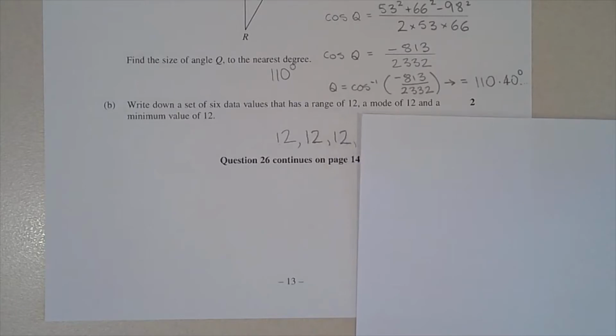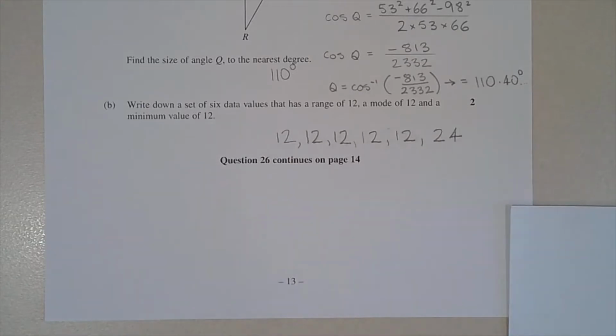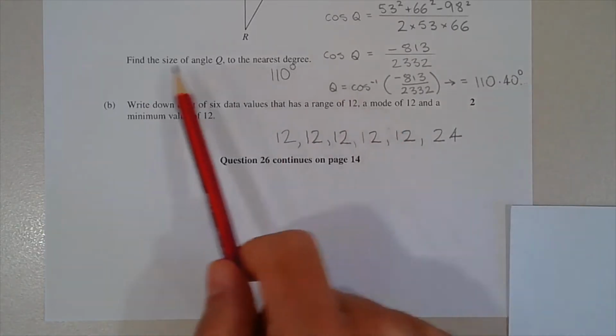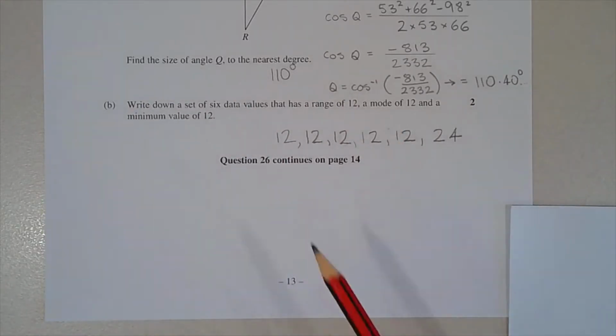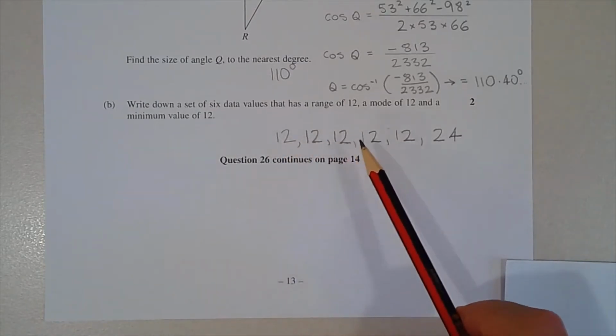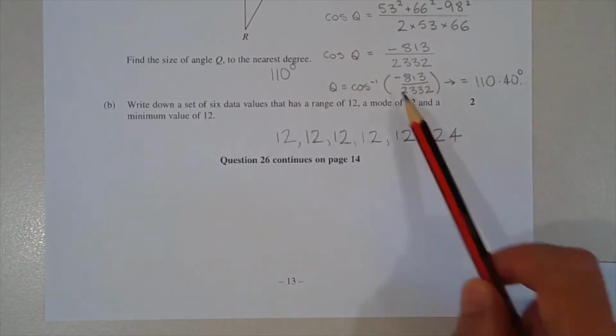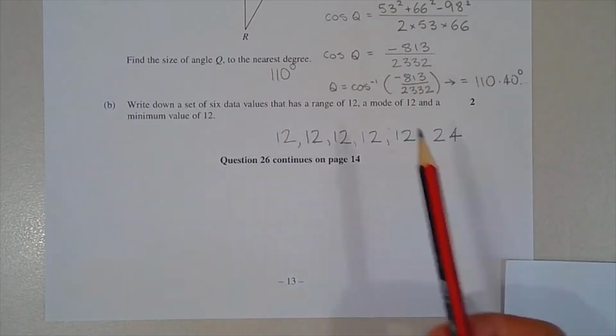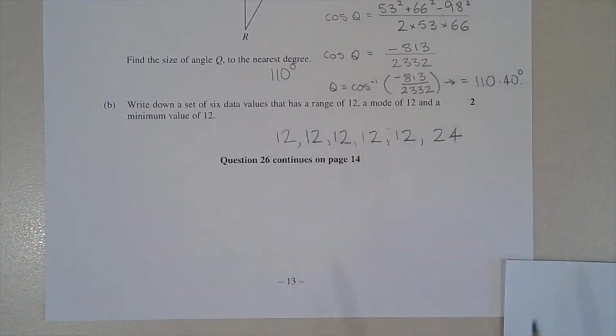So one response could be just to fill the middle 4 scores with the score of 12, and that answers the question. You could have another response, for example, 12, 12, 13, 14, 15, 24, that will answer the question, or any set of numbers in between such that all 3 conditions are satisfied.